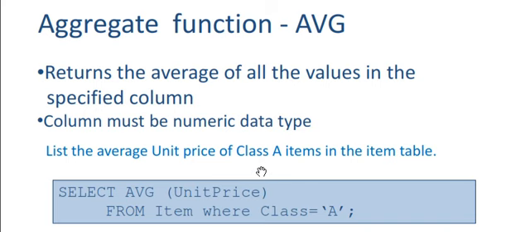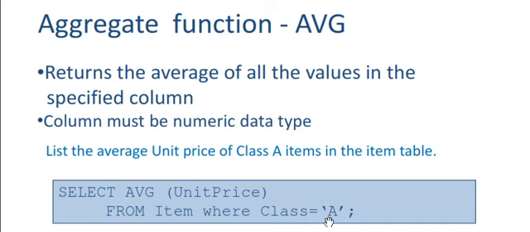Here, first I need to filter all the items which belong to class A. Only class A items I need to retrieve, and on these values I am going to perform the average function. See the example here: select average of unit price from item where class is equal to A.